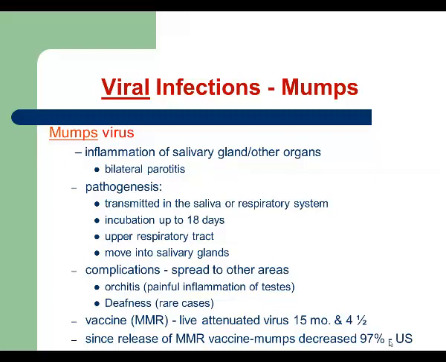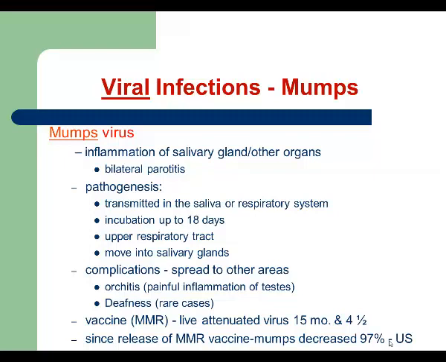There are certain complications that those patients might develop. Orchitis is the first one. It is painful inflammation of the testes, and it can lead to sterility. Also, this virus can cause damage of the inner ear. As a result, patients might develop deafness.